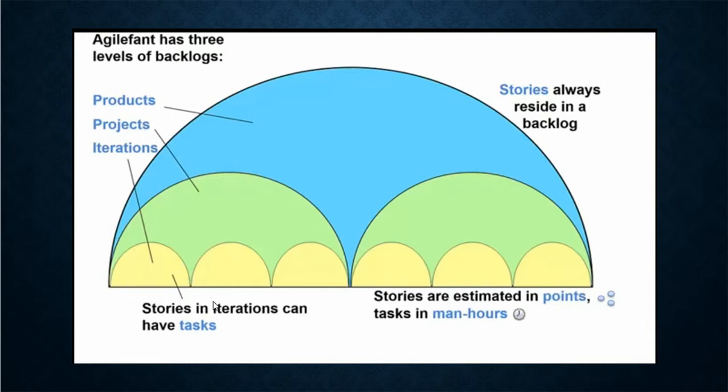Under products, you can create iterations. These contain the stories that are currently being worked on, including the tasks that are needed to get the stories done. Stories always reside on one of these levels, products, projects, or iterations, and are visible throughout the levels. This means that when you look at the product backlog, you see which stories are in which projects and iterations. Stories are estimated in story points, while tasks are estimated in man hours. In Agile Fant, you can see and organize both smaller projects and the iteration level stories that have been split from the important business goals using the story breakdown view.